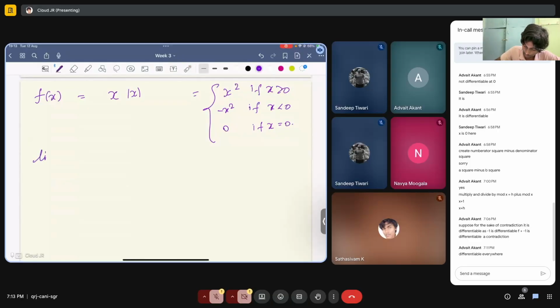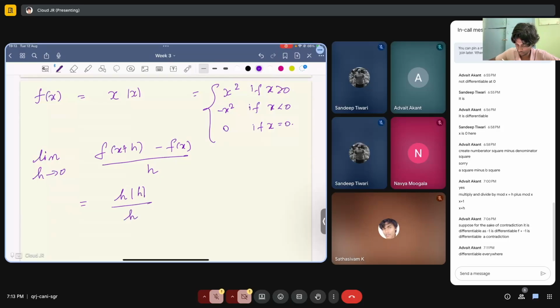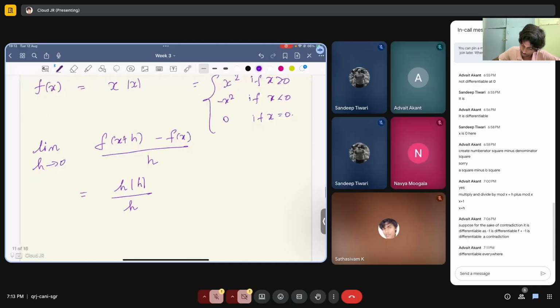Then I have to compute the limit as h tends to 0 of f of x plus h minus f of x, by h. So this is nothing but, sorry, x is 0, so this is h mod h by h. And you have to take the limit as h tends to 0.